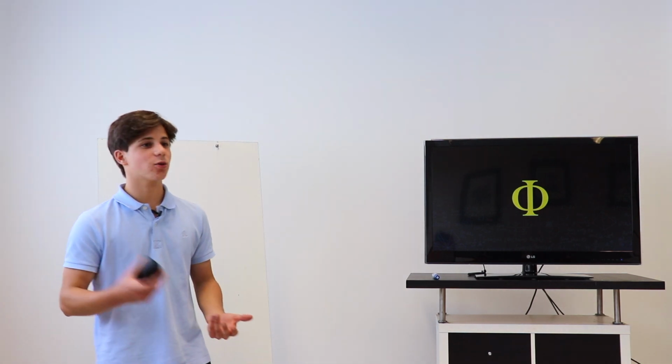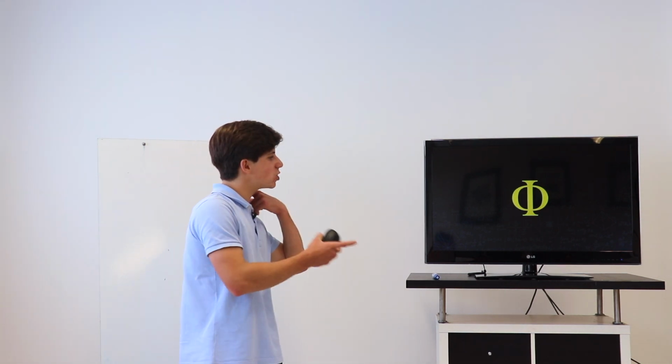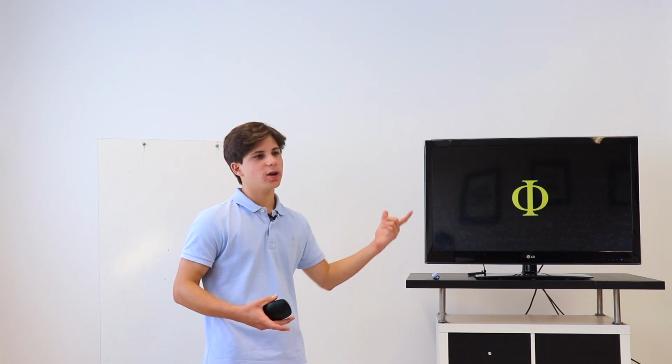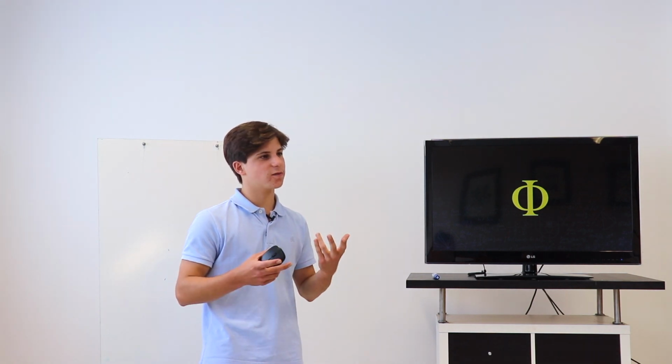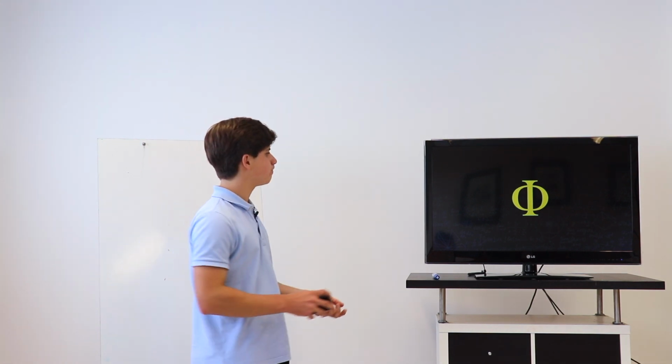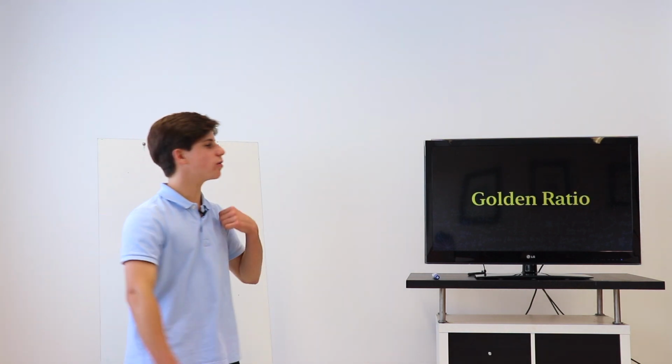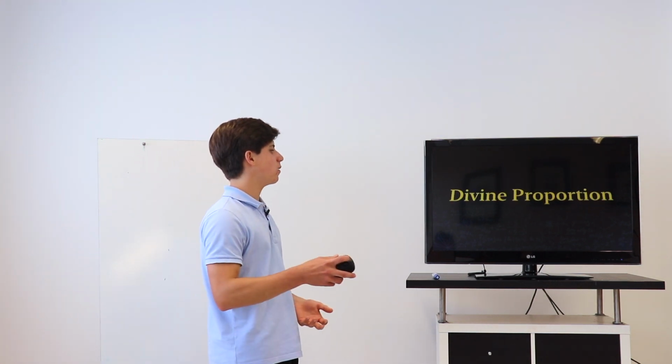What is it? It is a ratio, a proportion, a relationship between two lengths which is a sign of beauty, of perfection, of balance. It is also very often used in art because, as I said, this relationship is very visually attractive, very balanced, it is a sign of perfection. It is also known as the golden number, the golden ratio, the divine proportion, and the golden proportion.